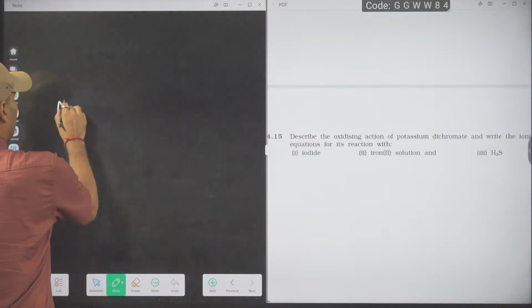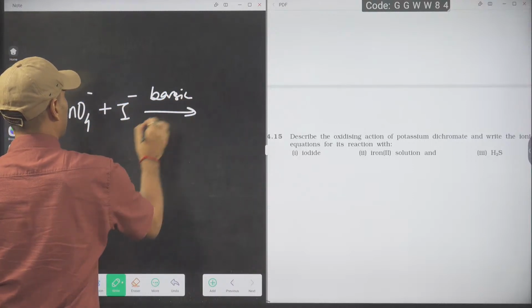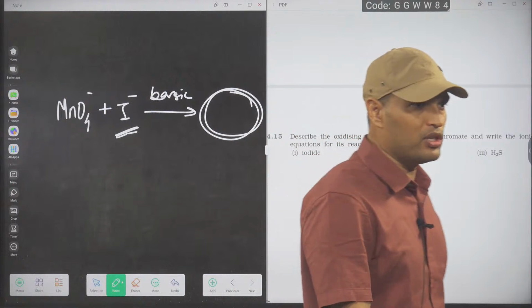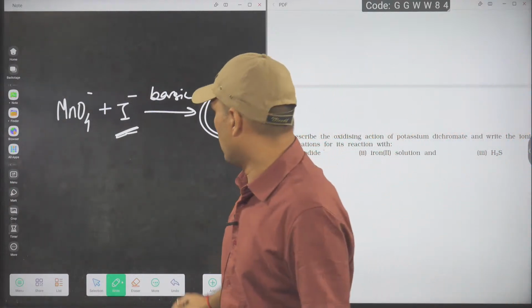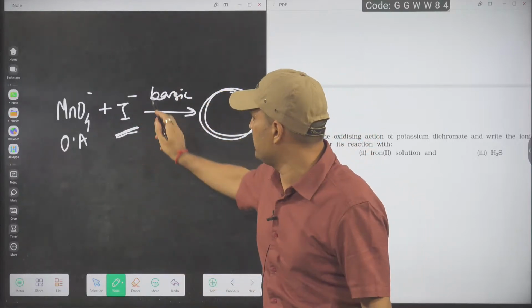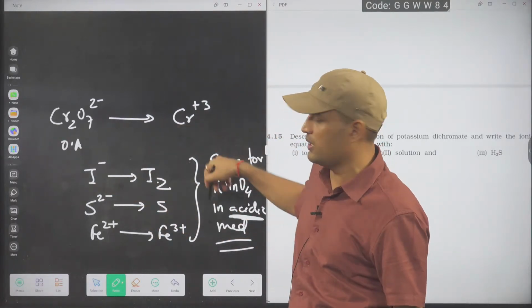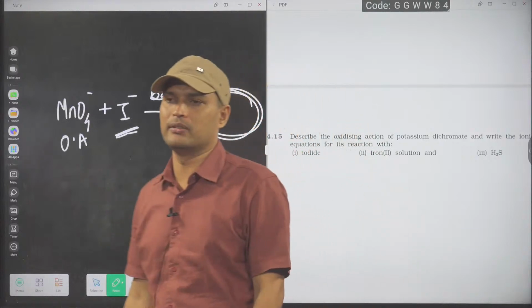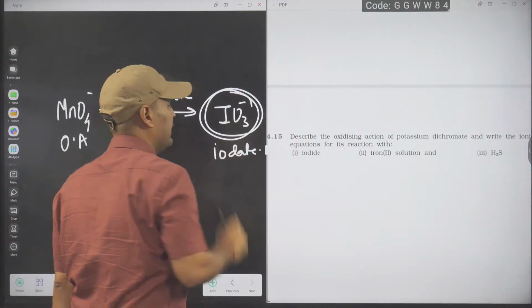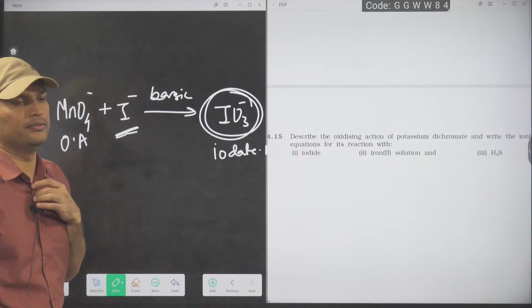You remember this question? If KMnO4 is there and I- is there, in basic medium, then I- will be oxidized to what? Tell me. This question also came in your paper. MnO4- is the oxidizing agent. In acidic medium I- is oxidized to I2, no problem. But in basic medium, what will happen? In basic medium, it is oxidized to iodate. This point is important.